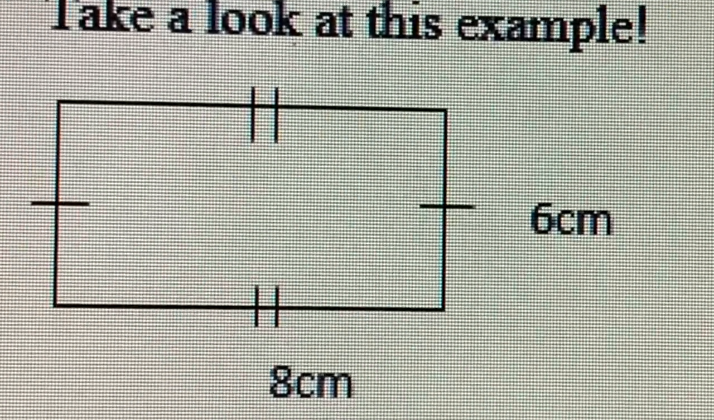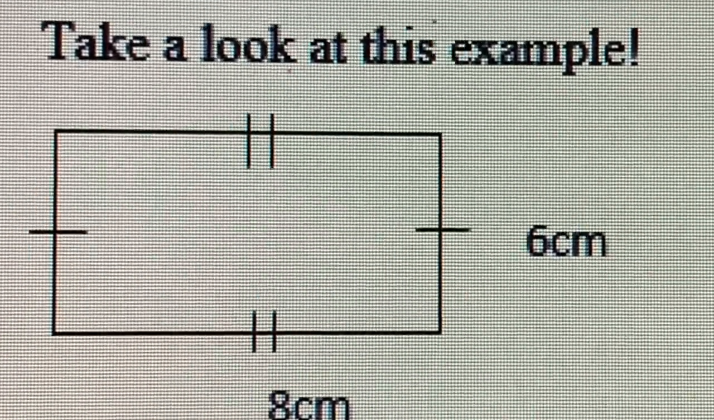The formula for the perimeter of a rectangle is 2 times the bracket length plus width. Take a look at this example. The length of the rectangle is 8 centimeters and the width is 6 centimeters. Then those numbers are entered into the formula, namely 2 in brackets 8 plus 6 equals 2 times 14. 2 times 14 equals 28.